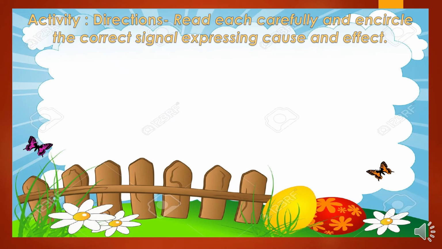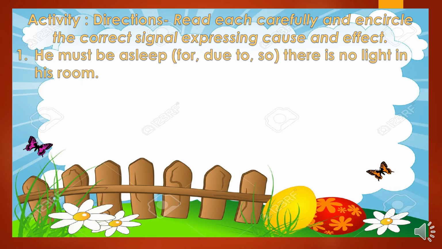I have here an activity for you to answer. The directions: read each carefully and encircle the correct signal expressing cause and effect. Number 1. He must be asleep for, due to, so there is no light in his room.